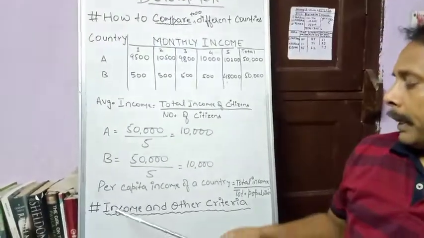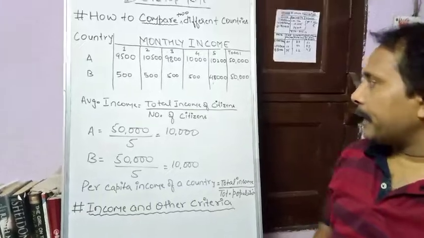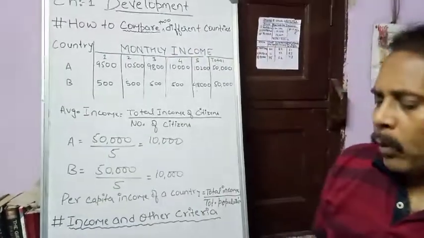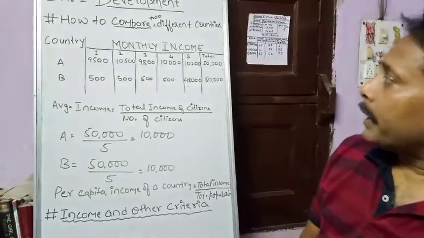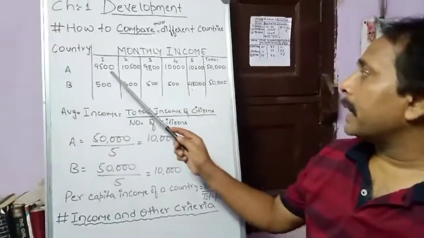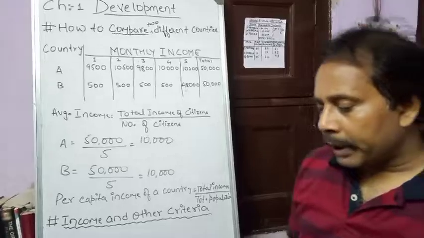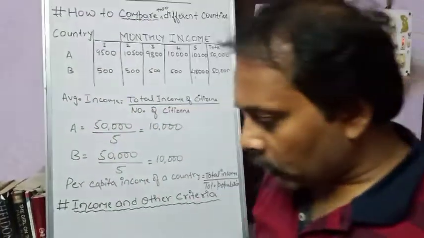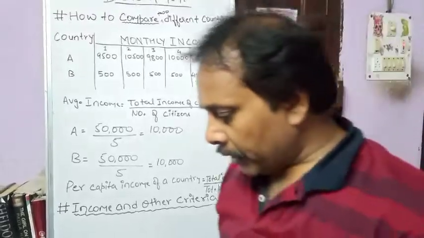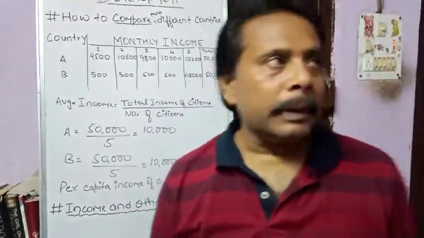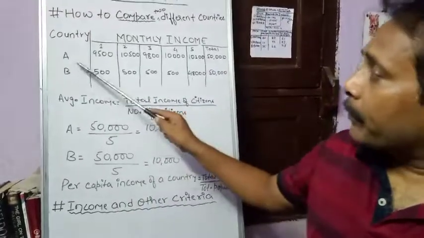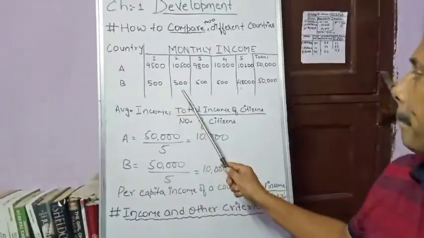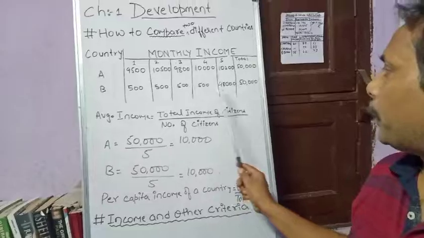Now, coming to income and other criteria. In the first video, I explained that most individuals do not think only about income. They also think about different things such as respect, social security, equal treatment, freedom, etc. So here we find that in country B, there is a vast gap between the rich and poor.